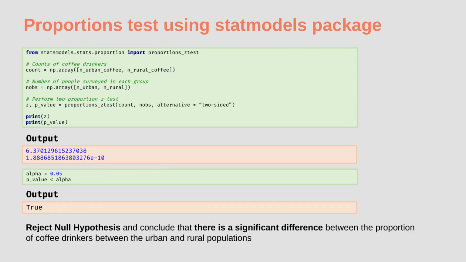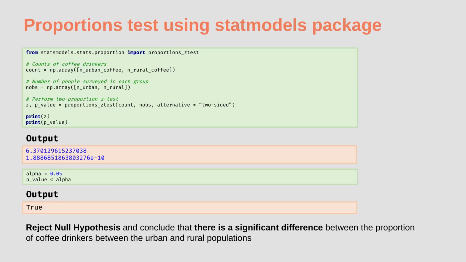The function needs two numpy arrays. The first contains the number of individuals in each group who fit the condition we are testing. In this case, the number of coffee drinkers in each region. The second contains the total number of individuals in each region. Once we have the counts, we import the proportions_ztest function from statsmodels.stats.proportions and pass in our two arrays using the count and nobs arguments.